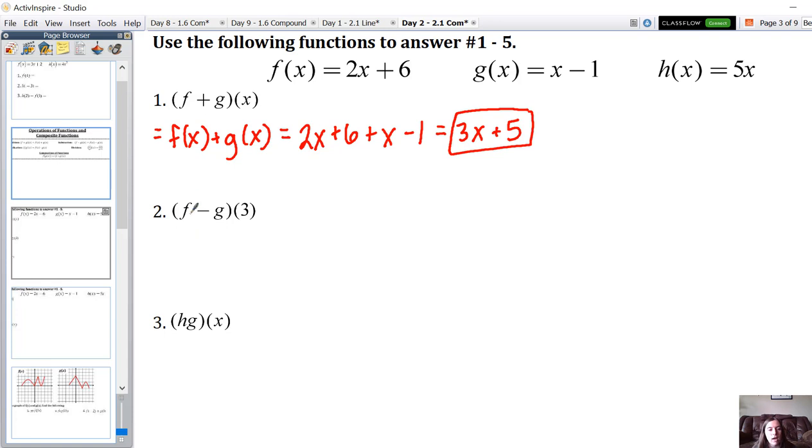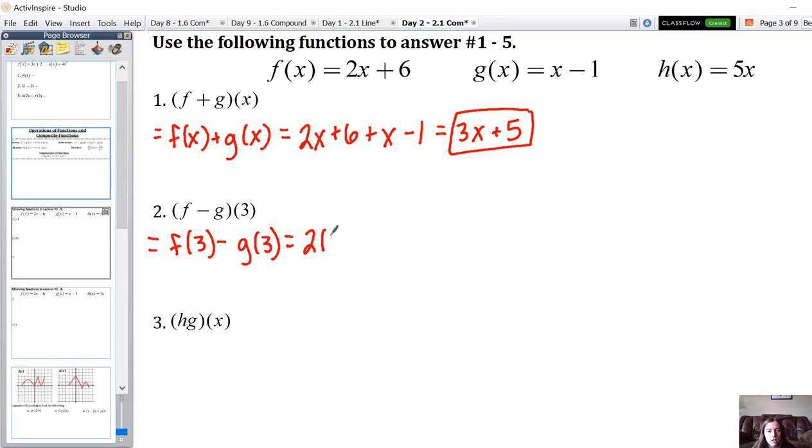Number 2, we have f minus g of 3. Again, I'm going to separate that out into f of 3 minus g of 3. So what that means is in my f function, I'm going to put 3 in for x. In my g function, I'm going to put 3 in for x. So let's start by doing that.